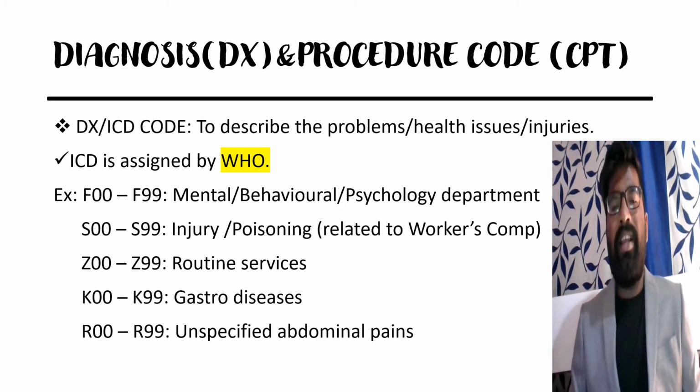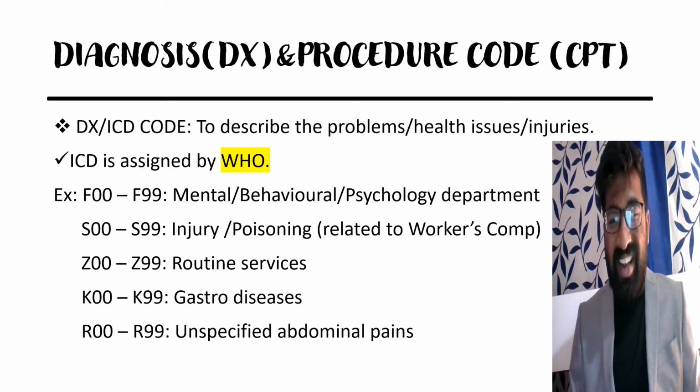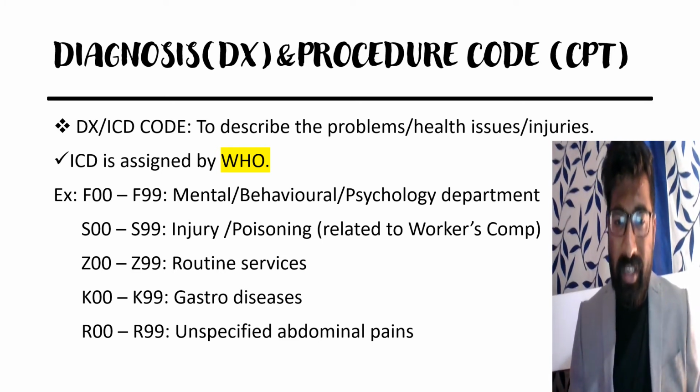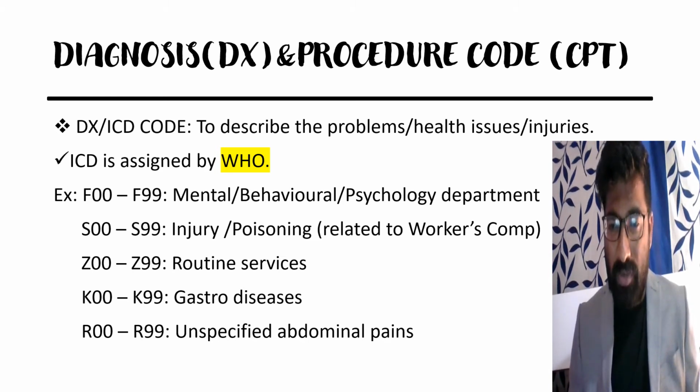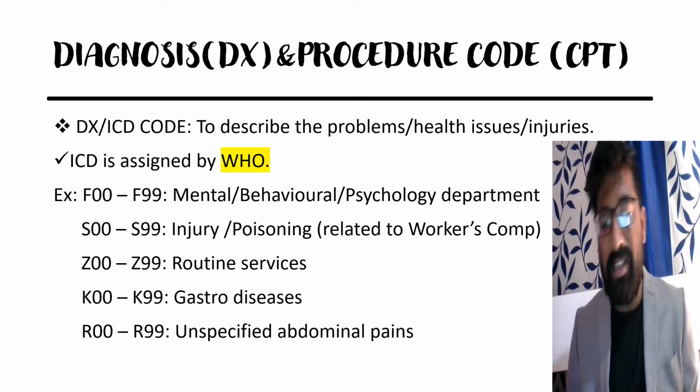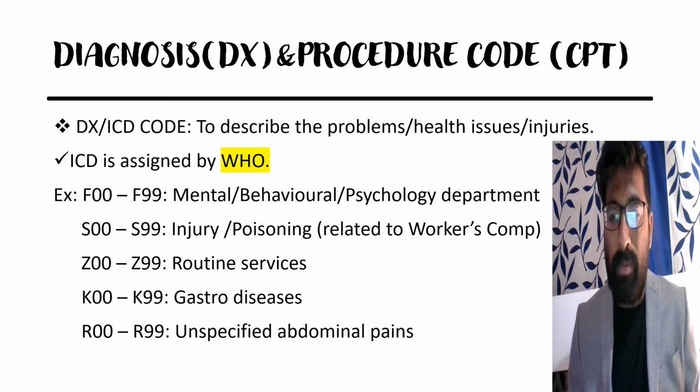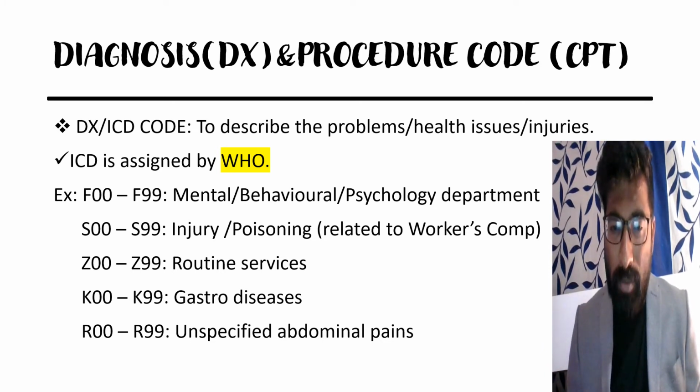So coming to the next, K00 to K99. In between, if you find any diagnosis code followed by the K, it is related to gastro, so gastro diseases. Coming to the next one, R00 to R99. In between, if you find any diagnosis code followed by the R, it is related to abdominal pains, unspecified abdominal pains.